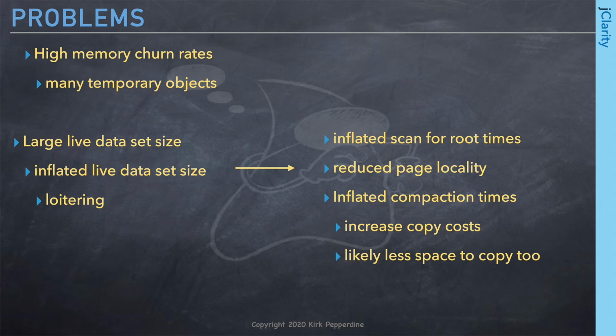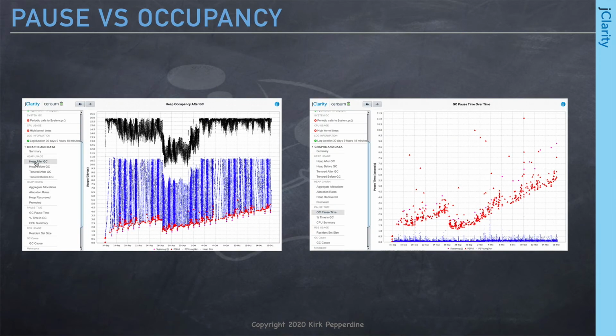We get inflated compaction times, increased copy costs, and less space to copy to generally if we've undersized our heap. So there's all kinds of issues that come with here. Take a look at this chart. You can see on the left I have occupancy after collection. The red line at the bottom, it's not really a line, but it sort of forms a line. And on the other side, what we have is pause times.